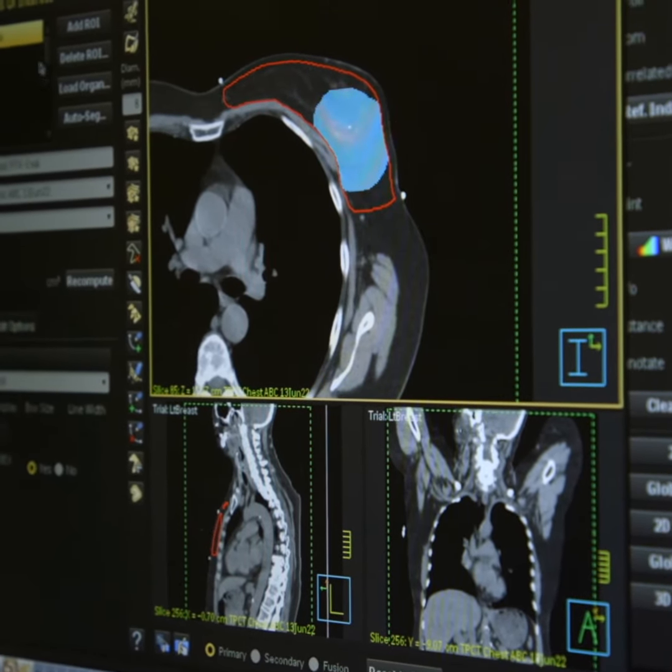We will draw the OARs, or organs at risk. So for a prostate, we'll contour the bladder and the rectum to make sure we're avoiding dose to those. A big slogan in any radiation field is ALARA, which means as low as reasonably achievable. Obviously, you don't want radiation to something that you're not trying to treat, so we try to push that as low as we possibly can.